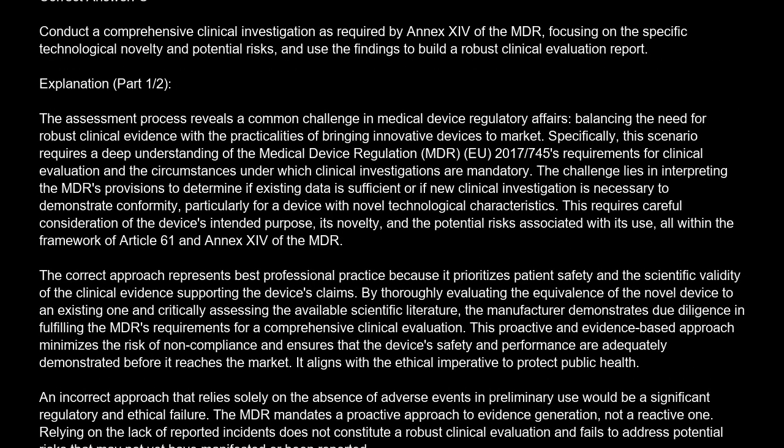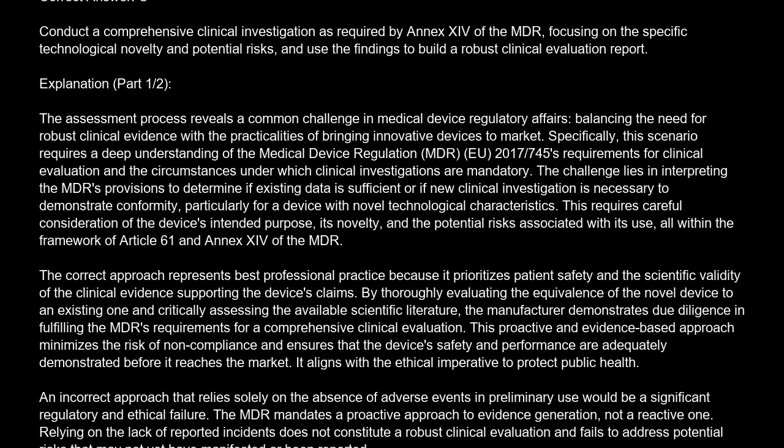The correct answer is C. Conduct a comprehensive clinical investigation as required by Annex XIV of the MDR, focusing on the specific technological novelty and potential risks, and use the findings to build a robust clinical evaluation report.